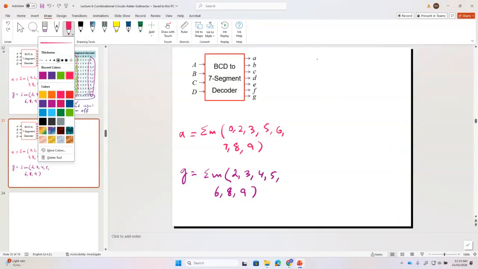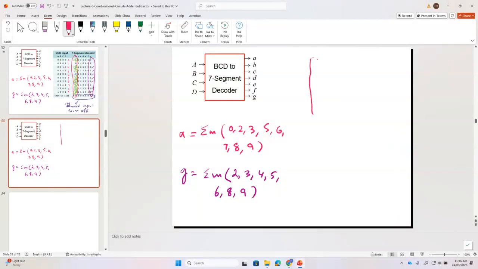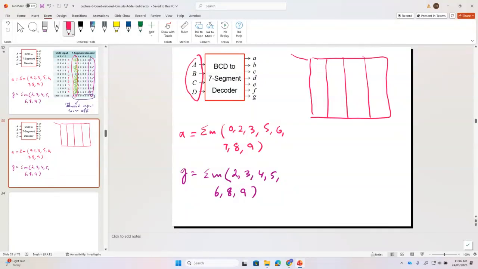Please remember, if you solve for this red color, can you see here? This is the K-map for A. What are my inputs? These are my inputs: A, B, and then C, D. So we start with 00, 01, 11, and 10. Again, 00, 01, 11, and 10.